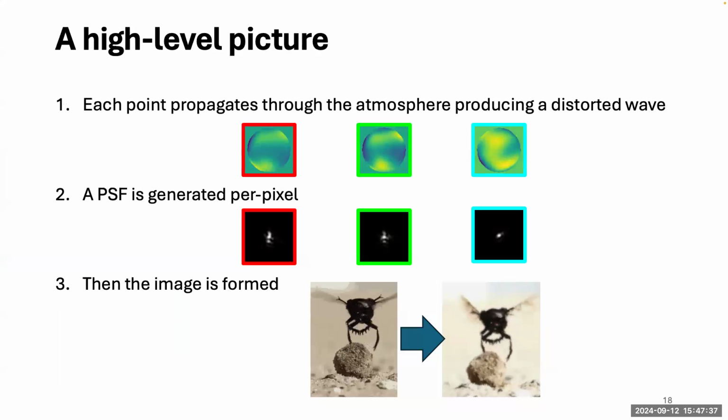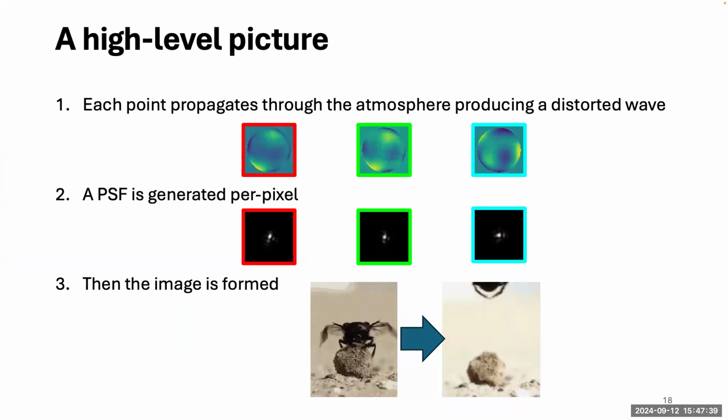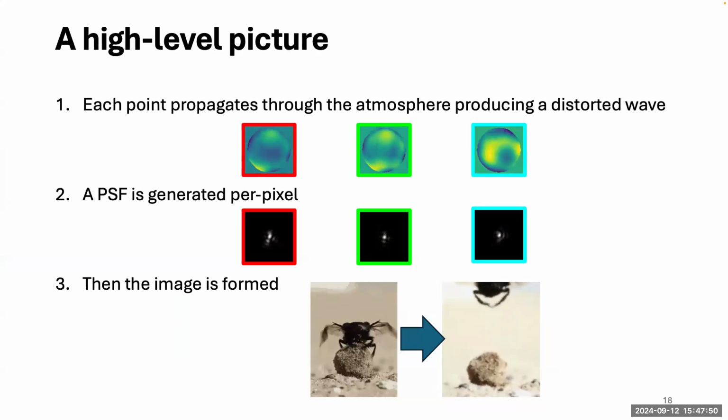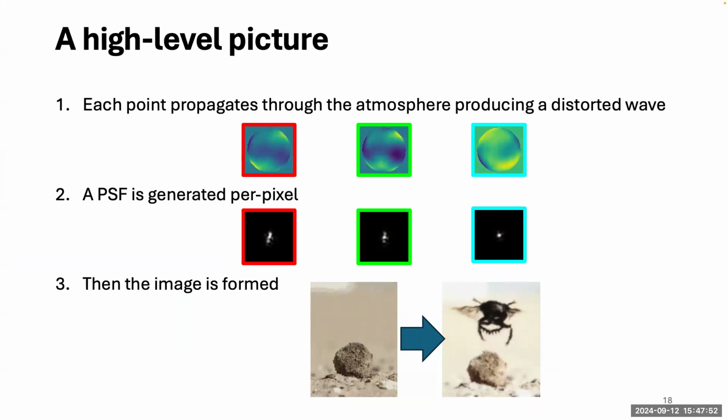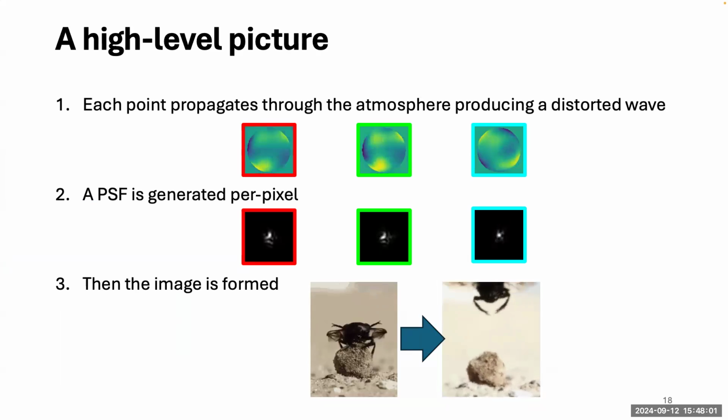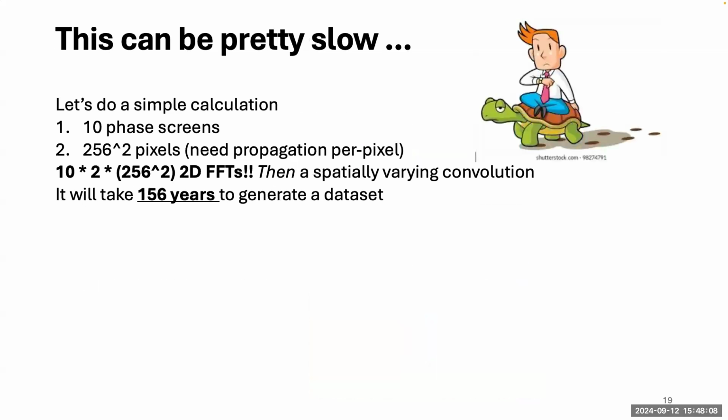Okay, high level picture. Each point you propagate through the atmosphere, you get phase aberrations. Boom, boom, boom. That's like your complicated defocus. Then from each phase aberration, you can produce a point spread function. And then you use each point spread function in a linear systems fashion. You can think superposition, and you go from a clean input image to a simulated, or you could say observation, output image. Okay, now let's talk about why that's so slow.